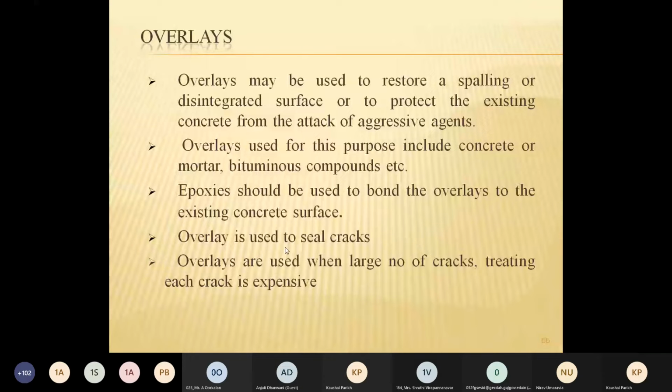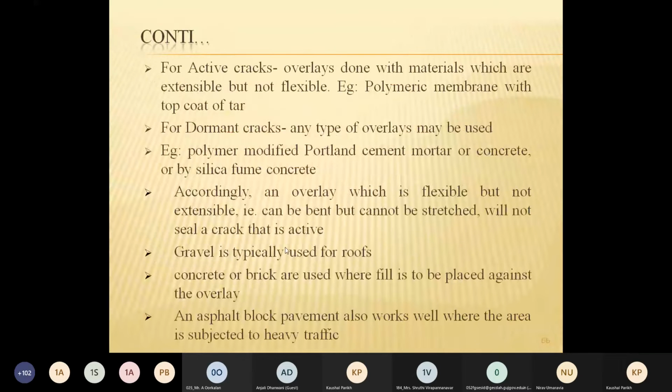Overlay is used to seal cracks. Overlays are also used when a large number of cracks are there, since fixing each crack is expensive. For active cracks, overlay is done with materials which are extensible but not flexible, like a polymeric membrane with a top coat of tar. For inactive cracks, any type of overlay may be used, like polymer modified Portland cement mortar or concrete, or silica fume concrete.